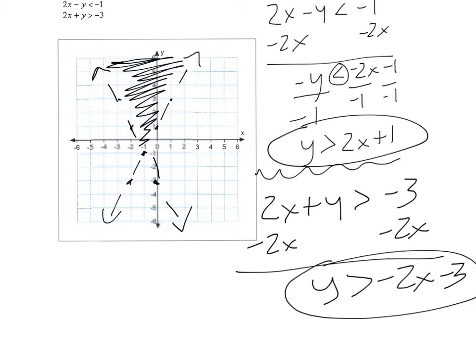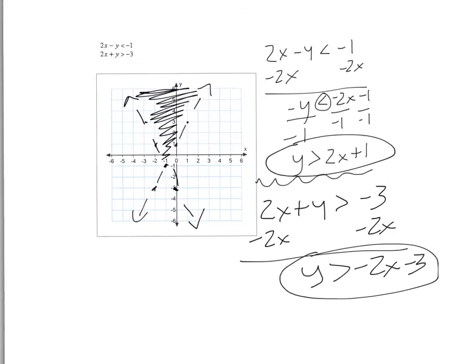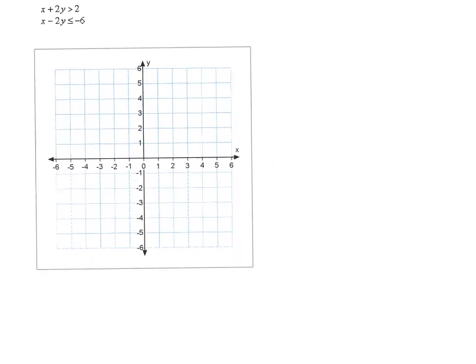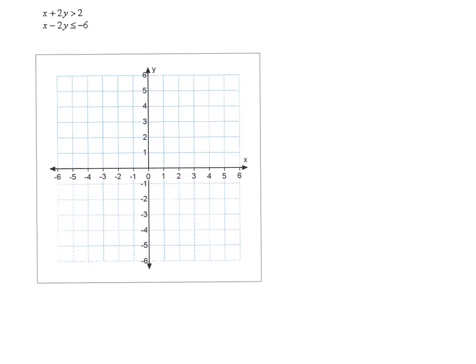Okay, now obviously you can see that these are both dotted lines, so anything on the line would not work, but everything here in between those two lines would be a solution to satisfy this inequality. Okay, so hopefully that kind of makes sense there. And we'll go ahead to our last one.